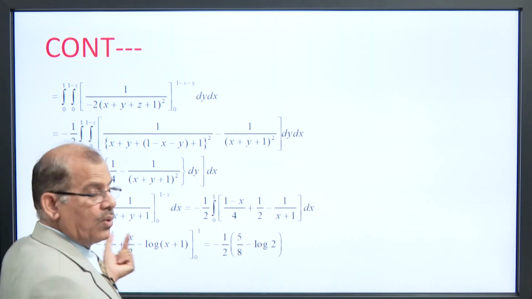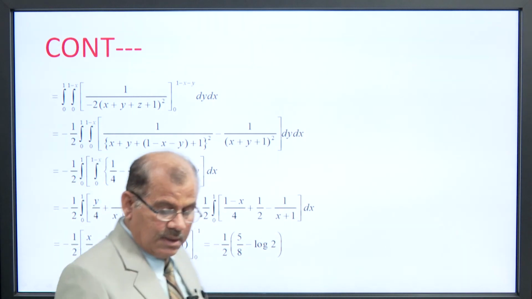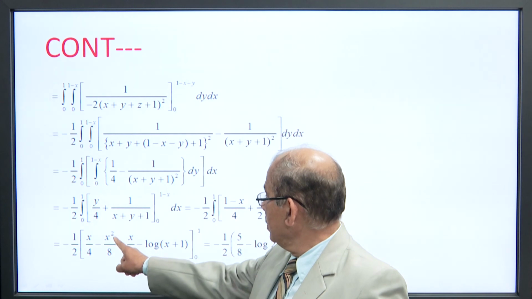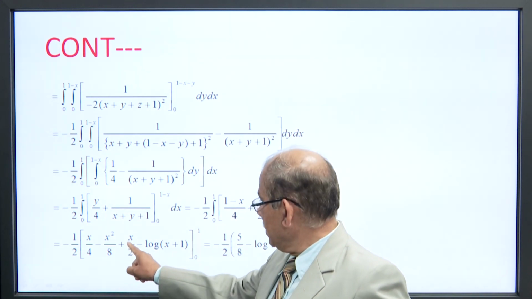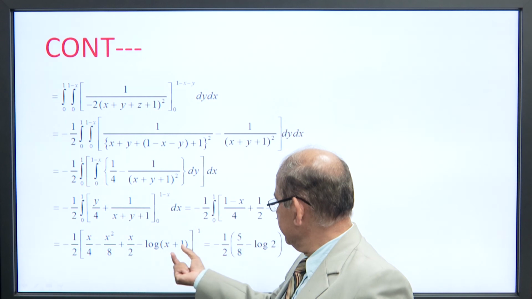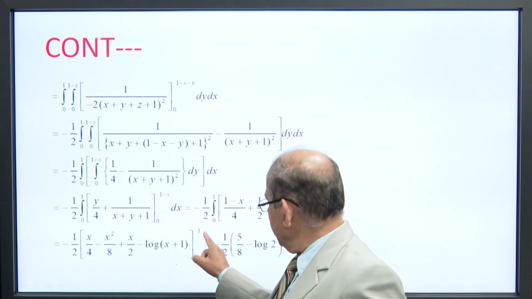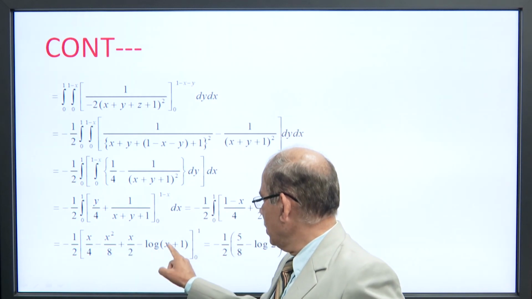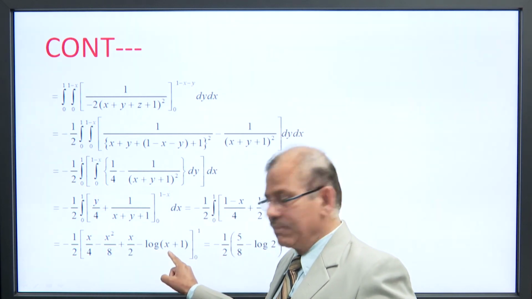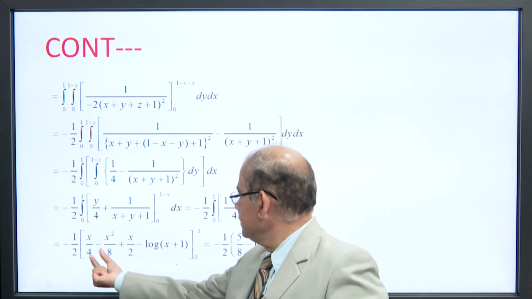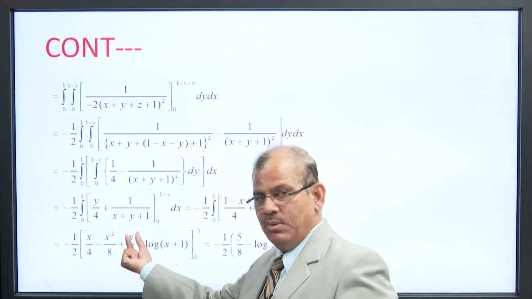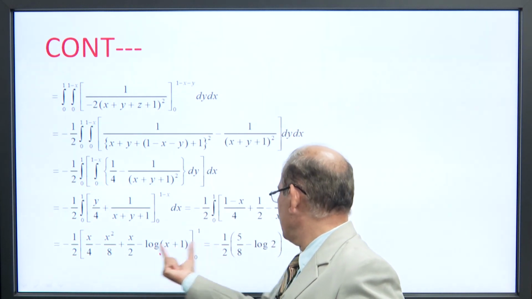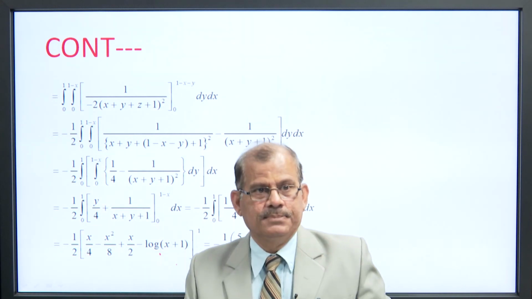Integrating it, we get x by 4, x square by 8 plus x by 2 minus log 1 plus x or x plus 1. Substituting upper limit, lower limit vanishes, because it is 0, and it is 1, means log 1, log 1 is again 0. Lower limit 1 by 4, 1 minus 1 by 8, 1 by 2 minus log 2, means we will get this result.